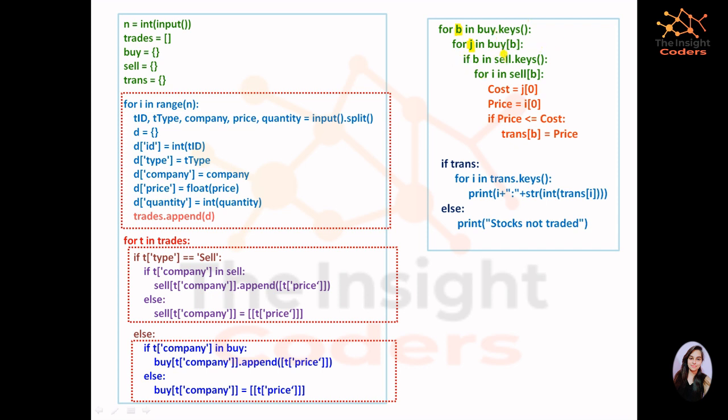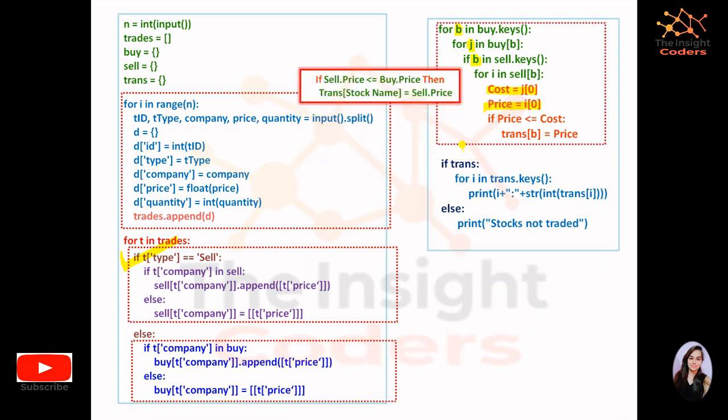Now, if B in sell.keys, that means if that exists in the sell keys also, then I just need to put the J of 0 in the cost and I of 0 in price. What is actually happening? This cost is basically the buying price, and this price is basically the selling price. Now we'll check if this price, that means the selling price, is less than or equal to the buy price, then whatever is the sell price, just add that to the trades of stock name, right? And when you do that, you will have the answers.